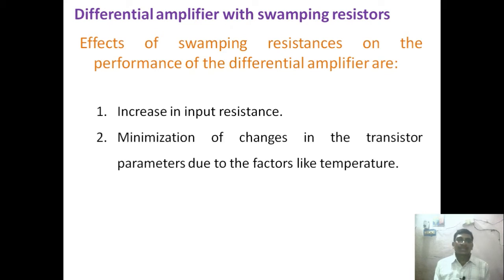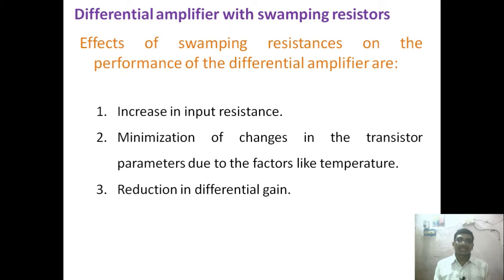And the next advantage is minimization of changes in the transistor parameters due to factors like temperature. As we already discussed, by using this we can minimize the variation. As the temperature increases, the reverse leakage current increases. As leakage current increases, IC increases. So when IC increases, then the AC emitter resistance also changes. That will vary the gain of our amplifier. So these are all dependent parameters. Depending on the temperature, that effect will be minimized when we use the swamping resistors.